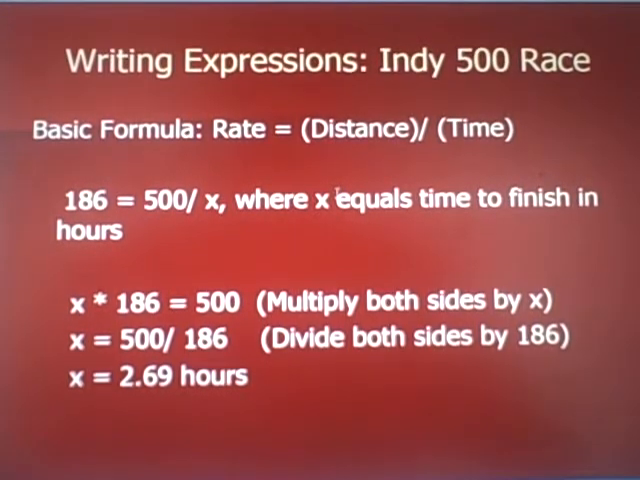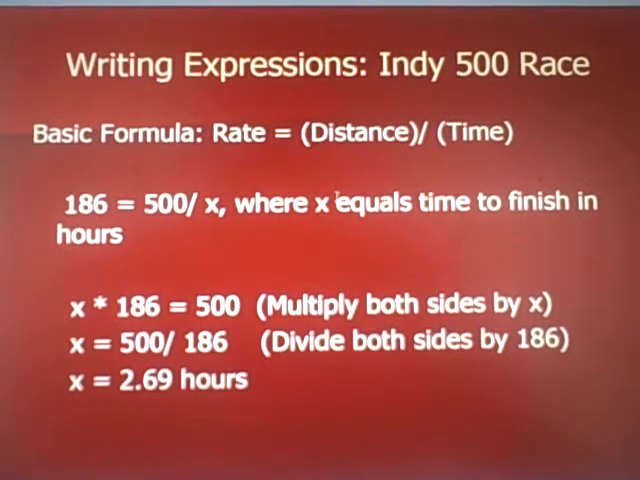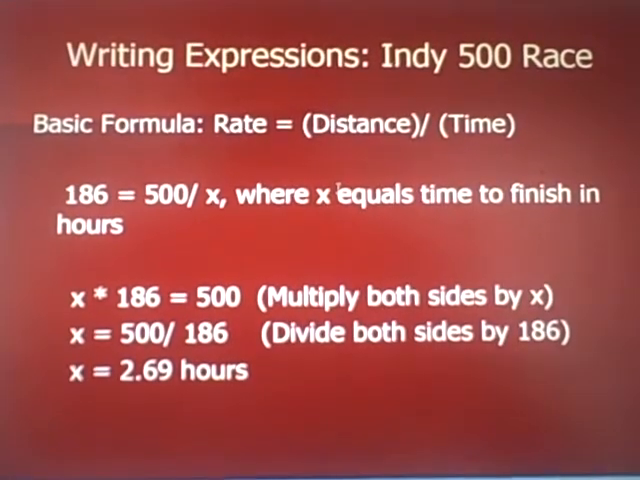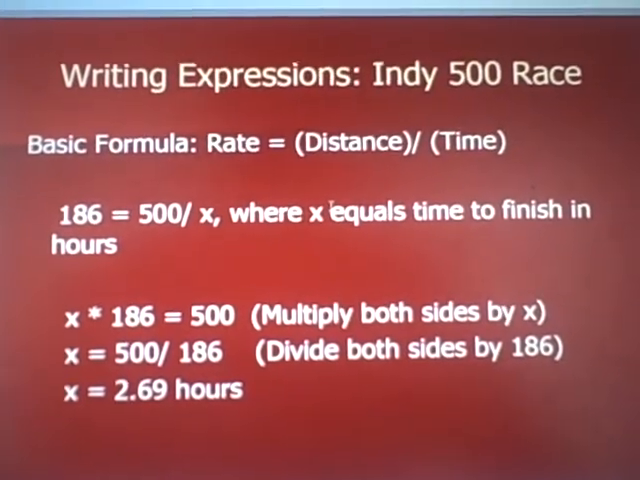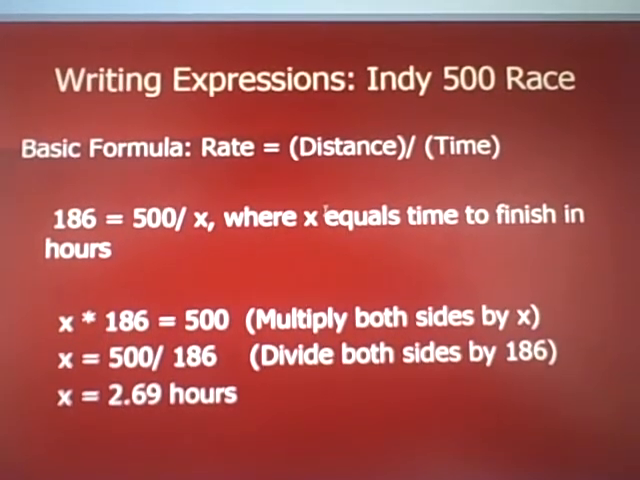So let's solve for x. Let's multiply both sides by x. We get 500 on the right-hand side of the equation. Let's divide both sides by 186, and what we end up with at the bottom of the page is 2.69 hours. What did we figure out? How long it took him to finish the race.